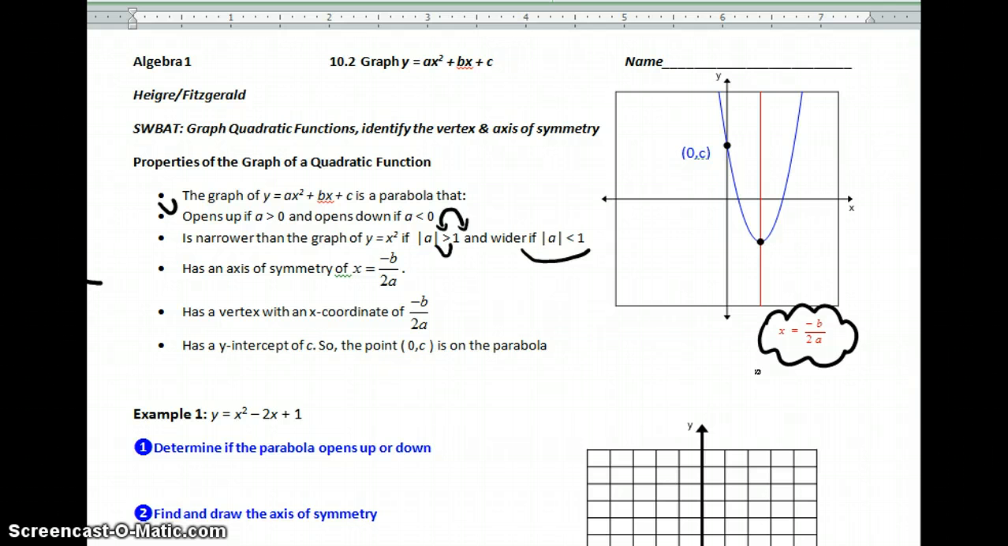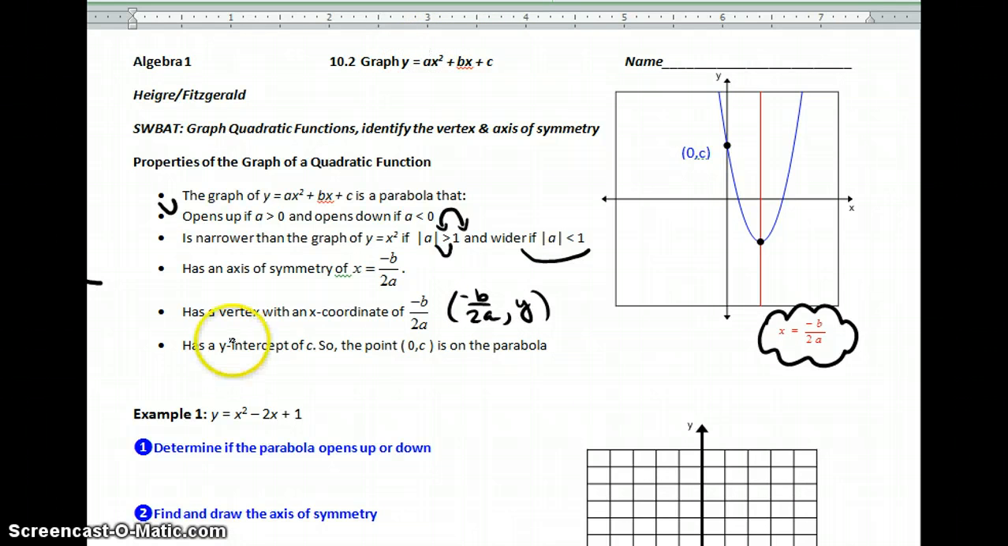Trust me. That's also going to be helpful because it gives you the x part of the vertex. So your vertex has a coordinate. The x part is negative b over 2a, and the y part is whatever you get when you plug this value back into the original equation. And then it has a y-intercept of c.